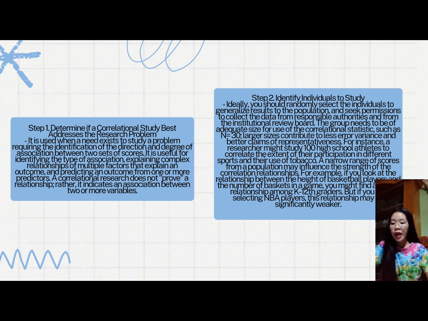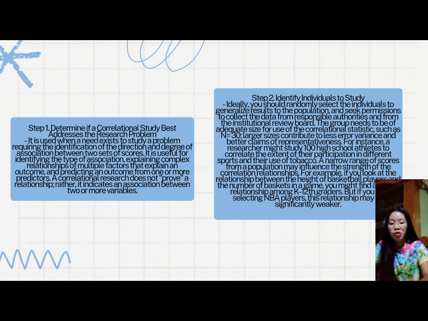So for instance, a researcher might study 100 high school athletes to correlate the extent of their participation in different sports and their use of tobacco. A narrow range of scores from a population may influence the strength of the correlation relationships. For example, if you look at the relationship between the height of basketball players and the number of baskets in a game, you might find a strong relationship among K-12 graders. But if you are selecting NBA players, this relationship may be significantly weaker.